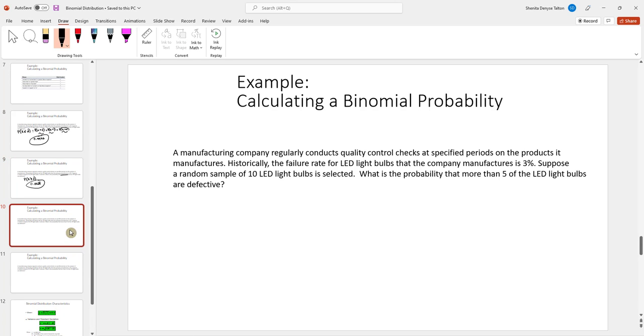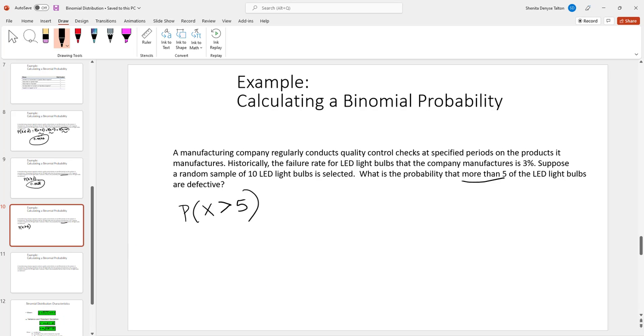Same scenario, but this time we want the probability that more than 5 of the LED light bulbs are defective. So be careful with this. It says more than 5. So we want x greater than 5. We don't want it to be equal to 5. We want it to be more than 5. So it's x greater than 5.